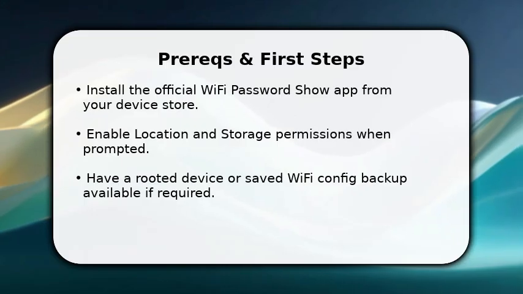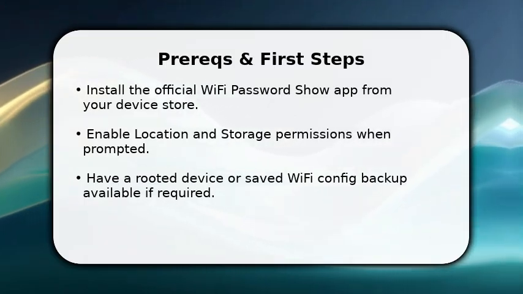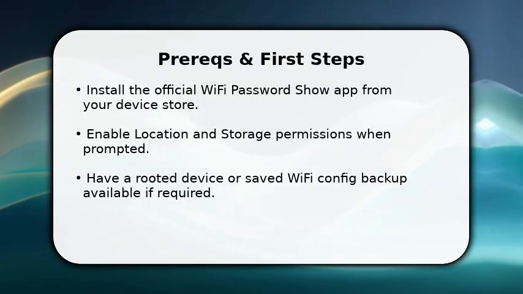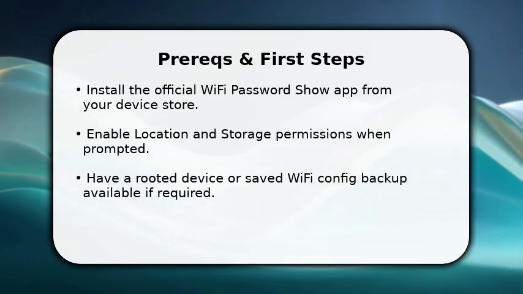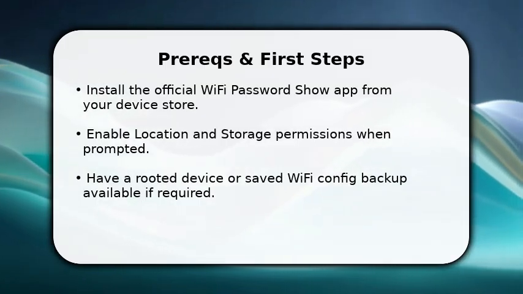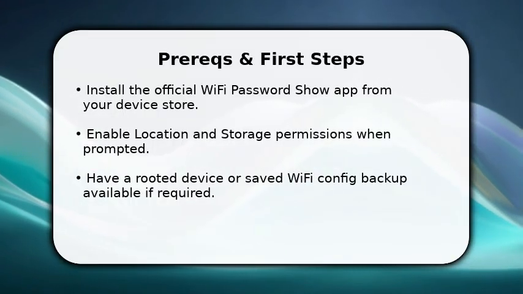Open the Wi-Fi password show app and grant location plus storage permissions so it can read saved networks. Once done, let the app scan available and stored SSIDs. This speeds discovery. If the app asks for root access, grant it only if you understand root. Otherwise, load a backup file.